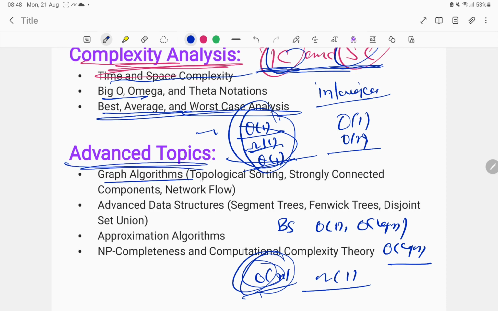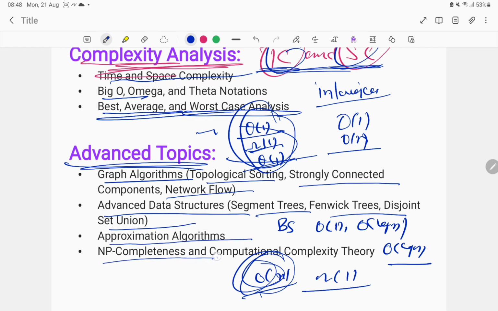Graph algorithms like topological sorting, strongly connected components and network flow. Advanced data structures like segment tree, Fenwick tree, and disjoint set union, and approximation algorithms, NP completeness and computational complexity theory. We will cover these on this channel.